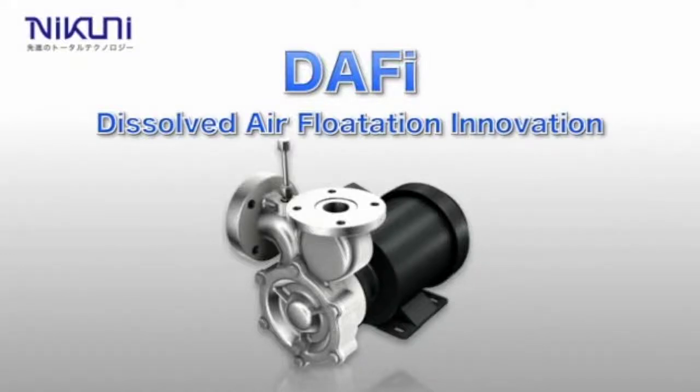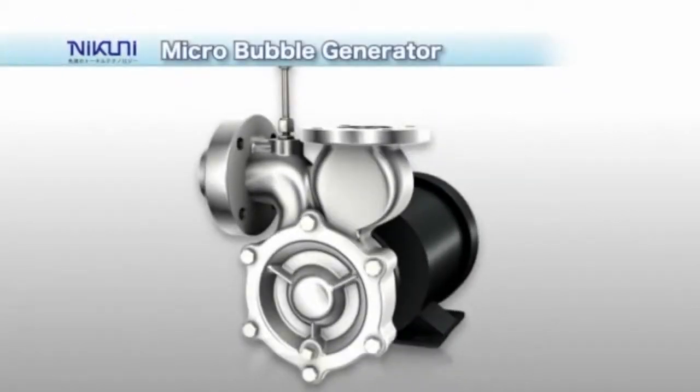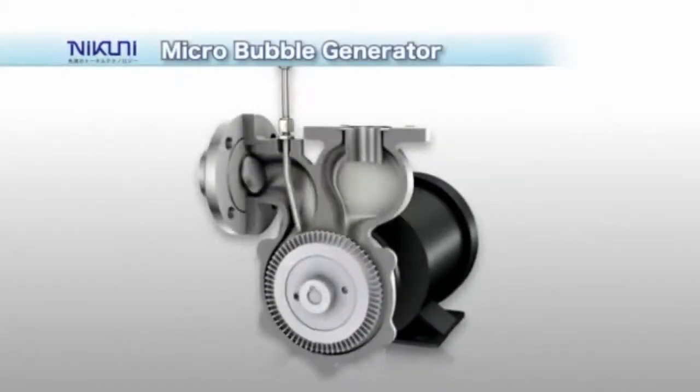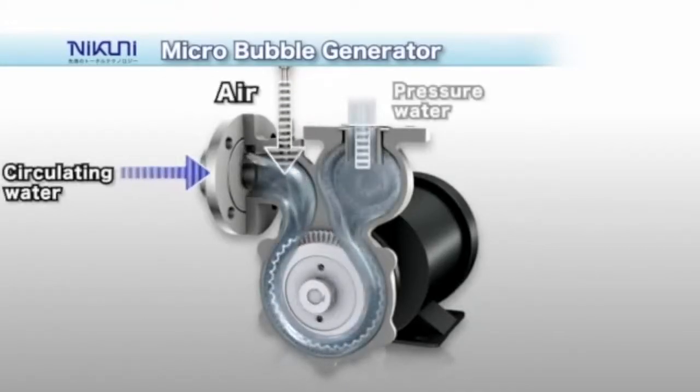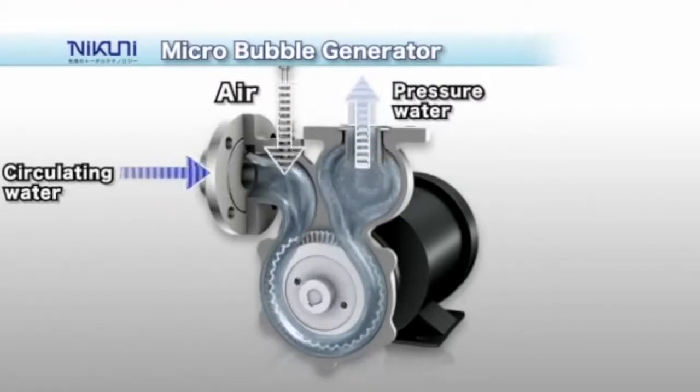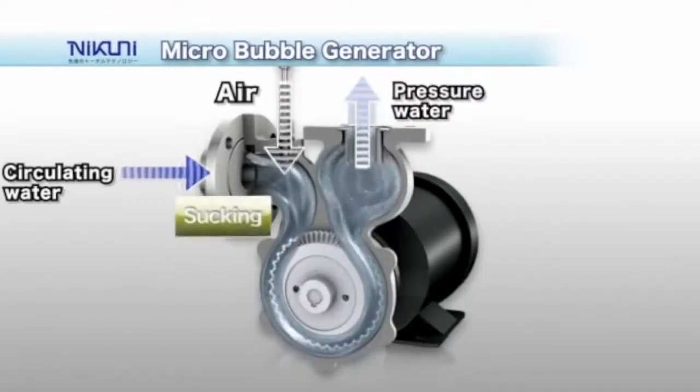With Nikuni DAF, dissolved air flotation innovation, microbubbles are used to allow efficient dissolved air flotation. The core of the system is the gas-liquid-filled mixer called the microbubble generator. The air is dissolved into the process liquid. The key advantage of the KTM series DAF pump is that the gas is automatically drawn in, mixed with the liquid, and the solution is fed under high pressure to your process.